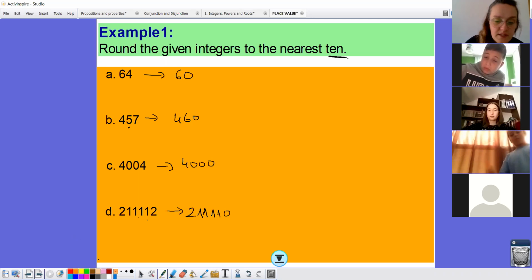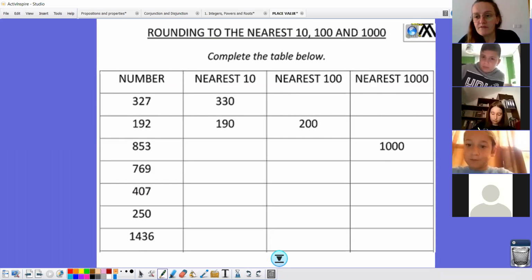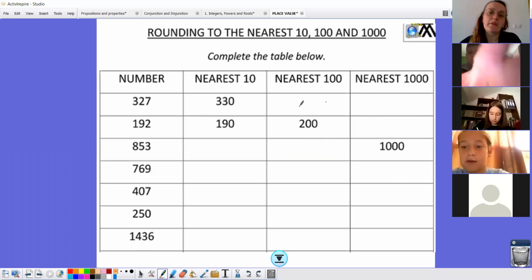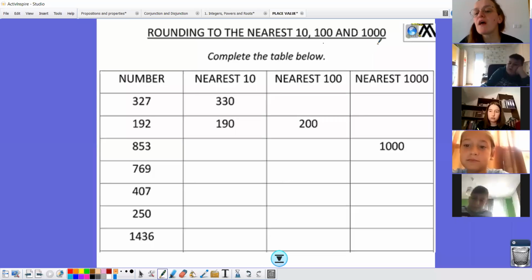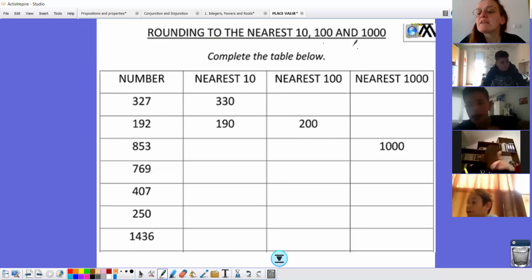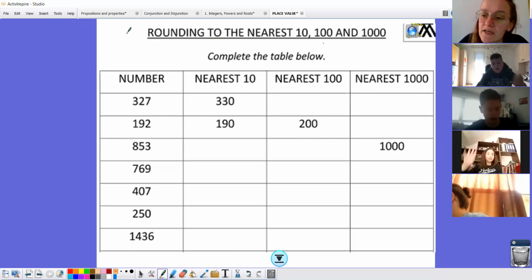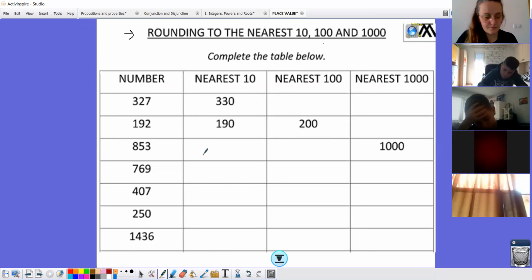Now let's see some other examples. Here we have a table, and here we are rounding to the 10, 100, and 1,000. Do the first number and you will listen. At the same time, start to write the table. Write the title as rounding to the nearest 10, 100, and 1,000. Write this one. Then start to write the table. Okay.